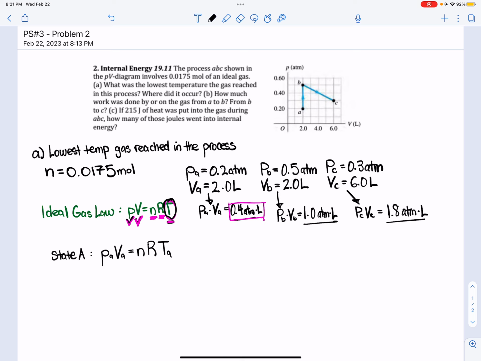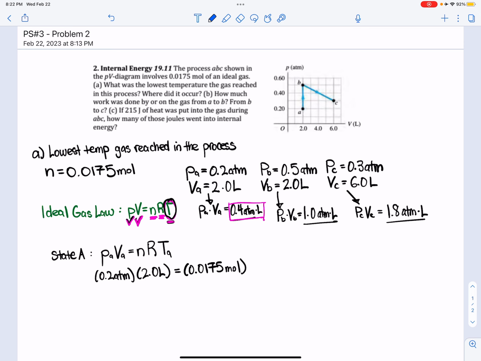PA is given, that is 0.2 atm. VA is 2.0 liters. Then that is equal to the number of moles that's given right here in the problem, 0.0175 moles, times R. Oh, yes. So R, we have two values for R, correct? Let me find those values in my notes.